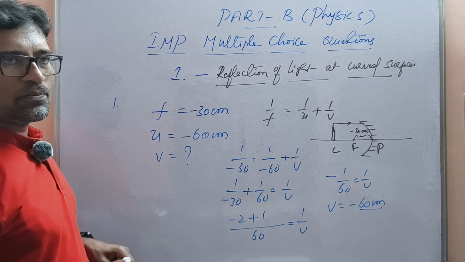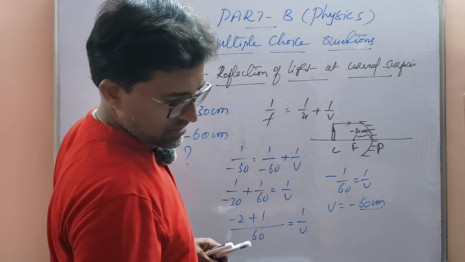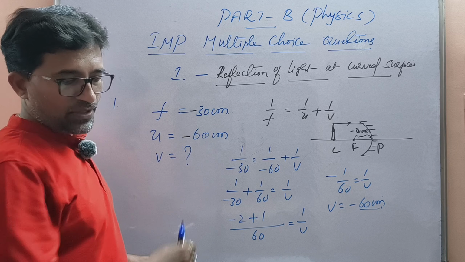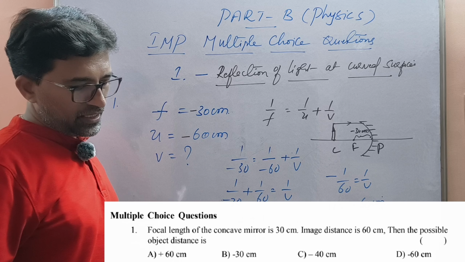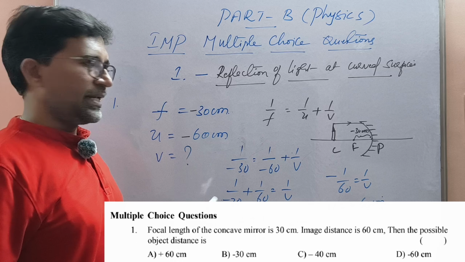So in the bit part, the first option given is plus 60, the second option given is minus 30, the third option given is minus 40, and the fourth option given is minus 60.